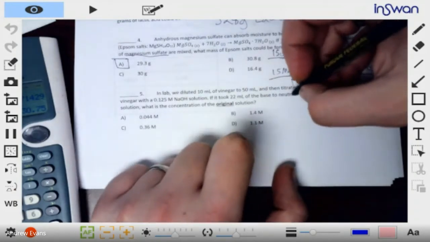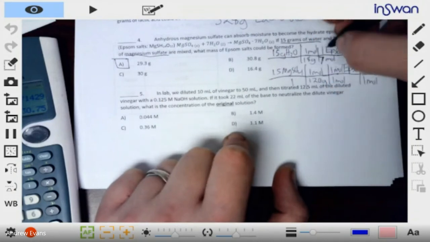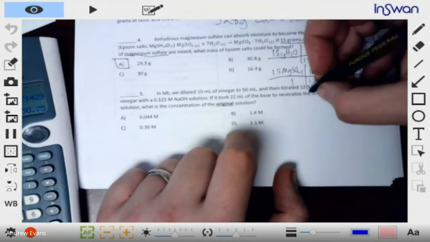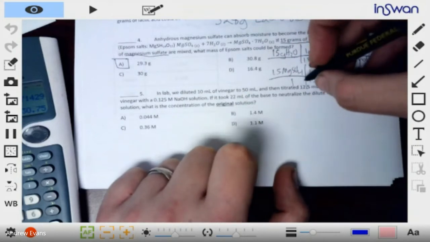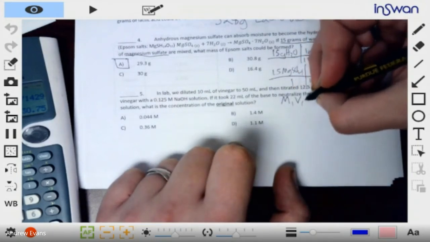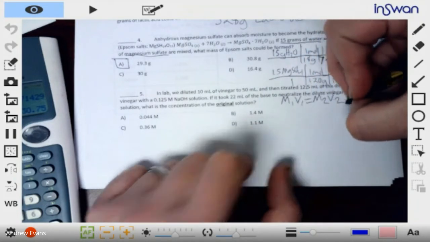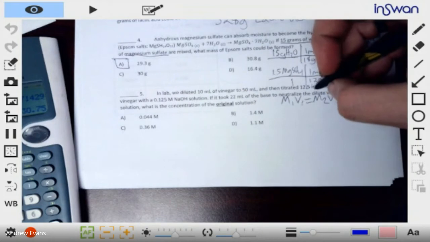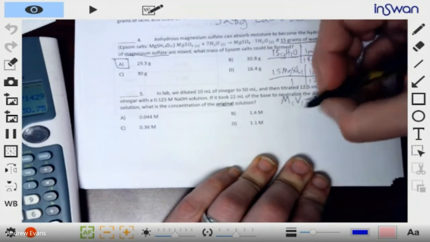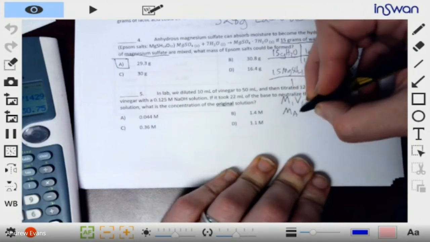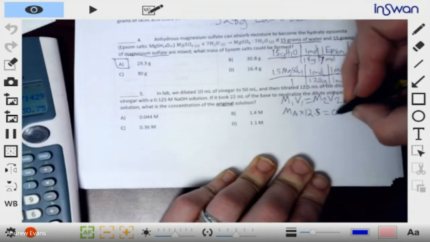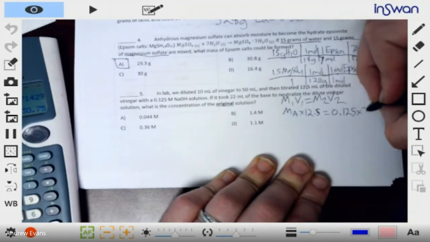In lab, we diluted 10 mL of vinegar to 50 and then titrated 12.5 mL with a base, with 0.125 molar base. We took 22 mL of base to neutralize the dilute vinegar. What is the original concentration? So M1V1 equals M2V2. We're given 2 molarities and 2 volumes. That tells us we need this equation. So the molarity of our acid times 12.5 equals the molarity of our base, which is 0.125 times 22.